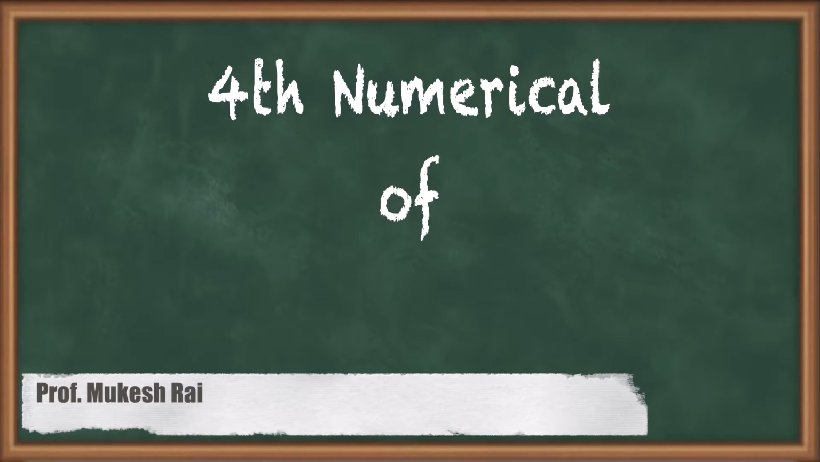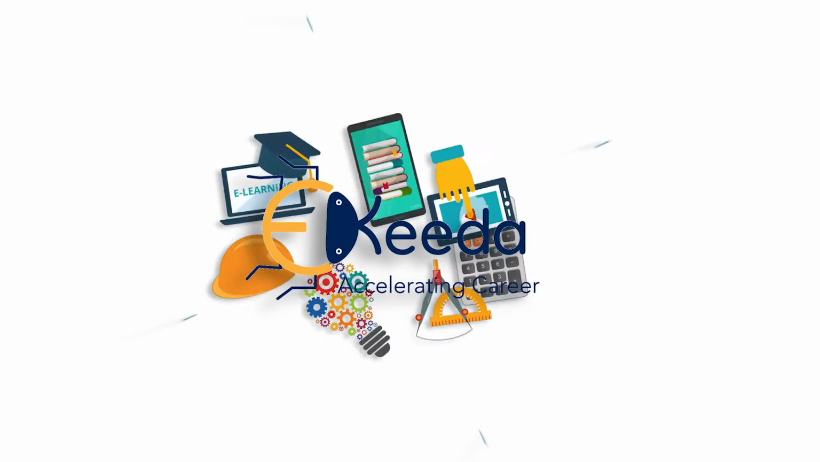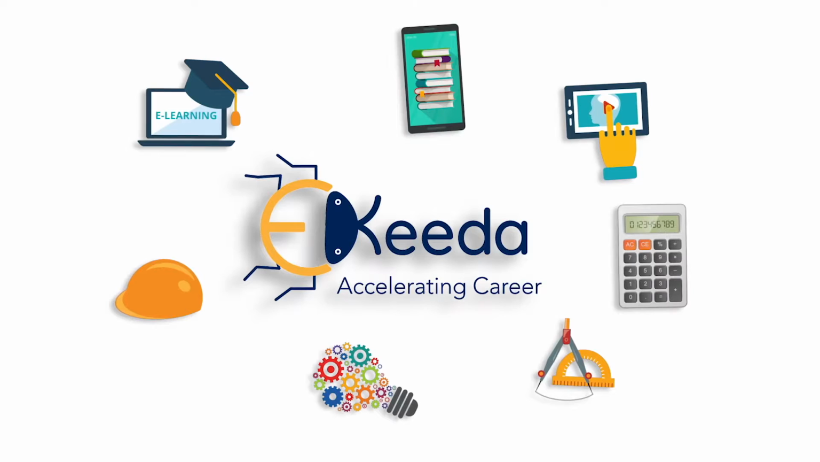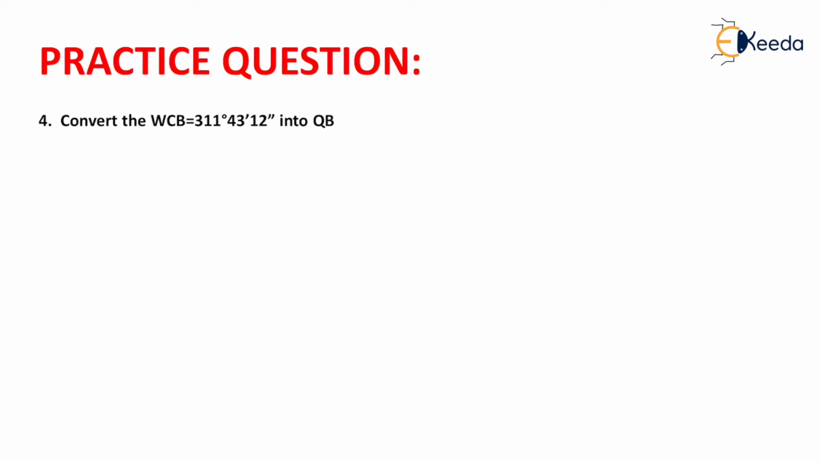Hello students, today we are going to solve the fourth numerical of whole circle bearing. The question is: convert the WCB, which is equal to 311 degrees 43 minutes 12 seconds, into quadrantal bearing.